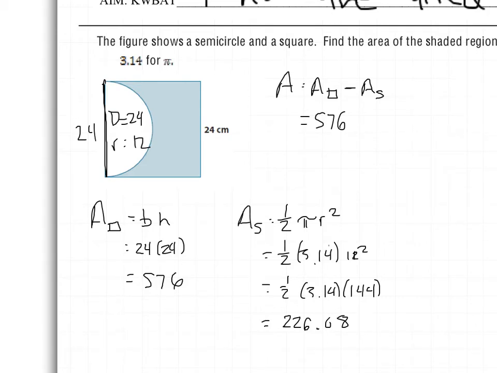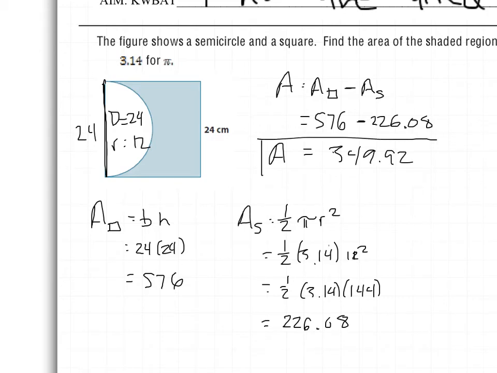Coming up here, I know that is taken away, because that's part of my story, that it's removed space. 226.08 is taken away from the 576. So my area would be equal to the subtraction of that, which is 576 minus 226.08, which is equal to 349.92. And my units are centimeters squared.